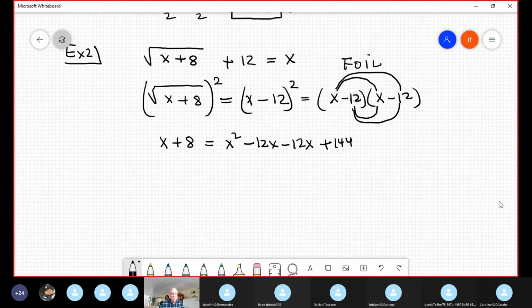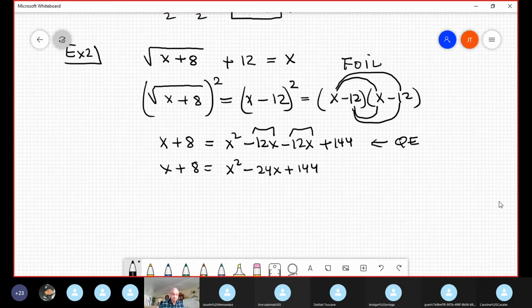Okay. So at that moment, I realized that we have a quadratic equation. What is the clue that gives me the information that this is a quadratic equation? These two. Quadratic equation. Of course, I need to manipulate a little bit. For example, x plus 8 is equal to x squared, combine like terms, minus 12 and minus 12 together is negative 24x, plus 144. And now, I move everything to one side. Remember, in the standard form of the quadratic equation, right-hand side or left-hand side doesn't matter, it should be 0.